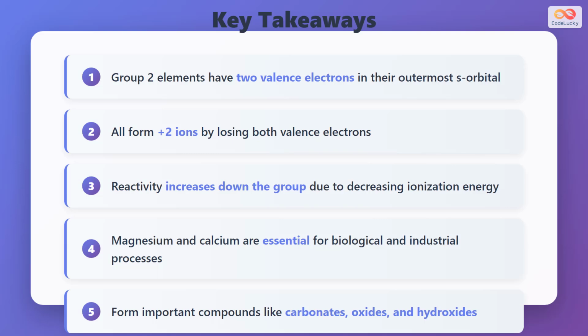Let's summarize the essential points about alkaline earth metals. First, all group 2 elements have 2 valence electrons in their outermost s orbital, which determines their chemical behavior. Second, they all form +2 ions by losing both valence electrons during chemical reactions. Third, reactivity increases down the group due to decreasing ionization energy, making it easier for larger atoms to lose their electrons. Fourth, magnesium and calcium are particularly essential for both biological processes and industrial applications. Finally, these elements form important compounds, including carbonates, oxides, and hydroxides that we encounter in daily life and industry.